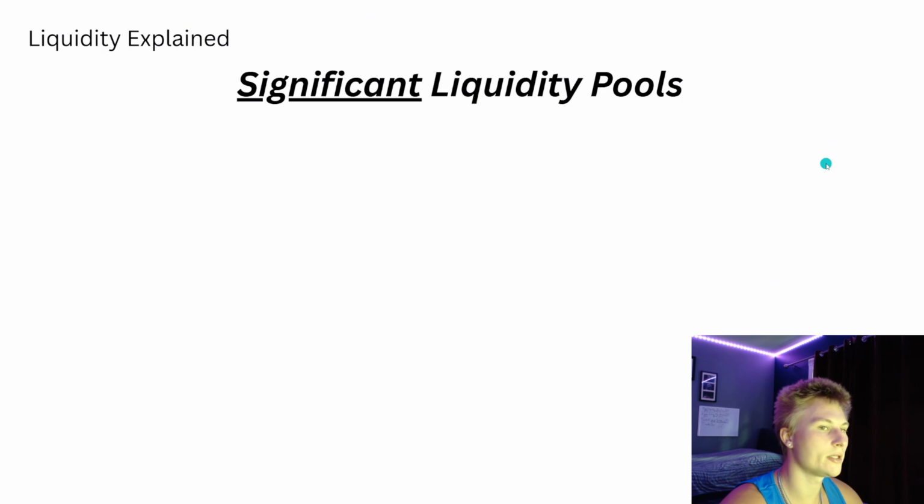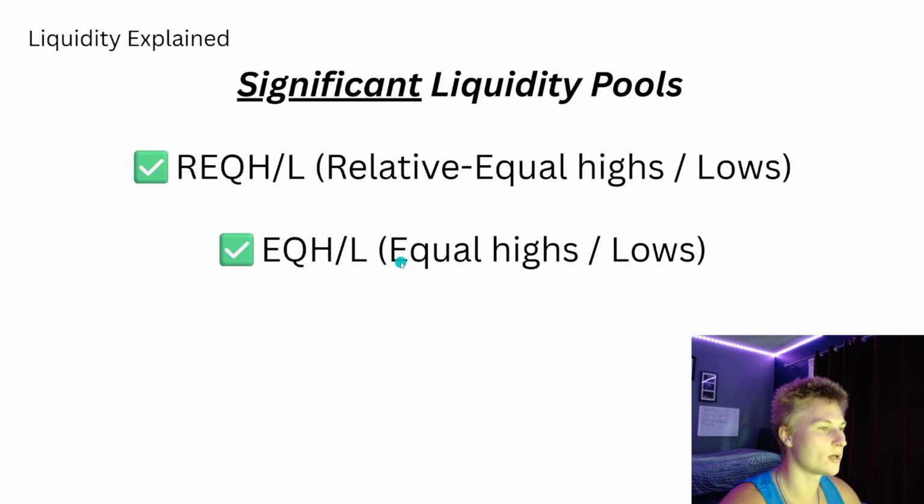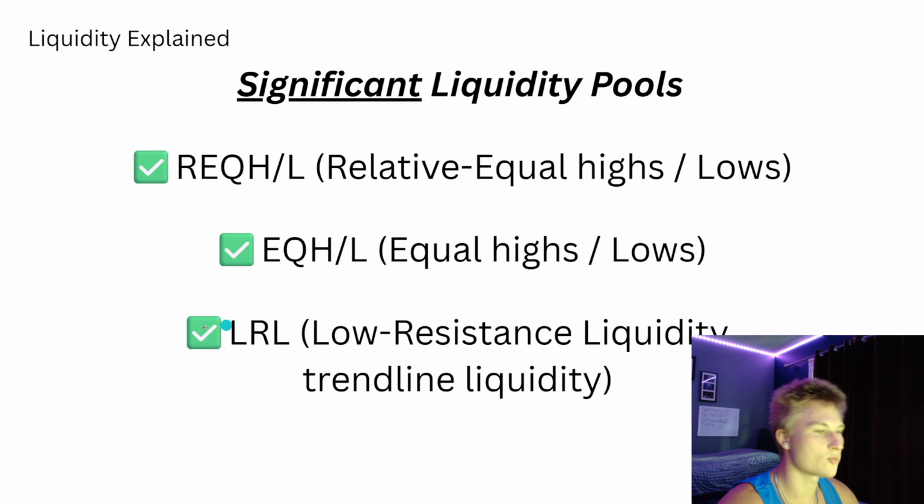Also, some other liquidity pools that I like to use are relative equal highs. These are just when highs are close to each other, as well as equal highs and lows. This is when price is exactly equal, as well as low resistance liquidity. This is pretty much trendline liquidity. Oftentimes we will make a run of those stacked highs because there's so many orders just sitting there.